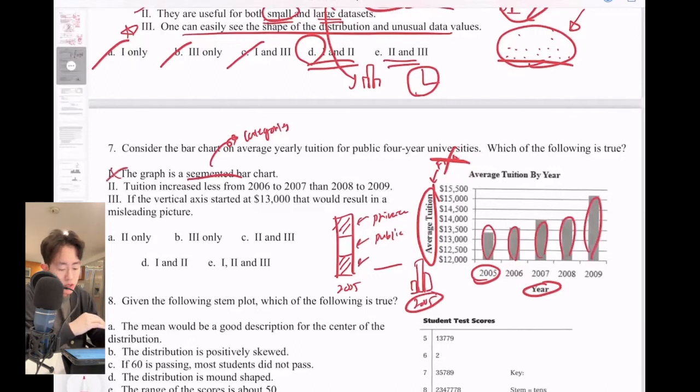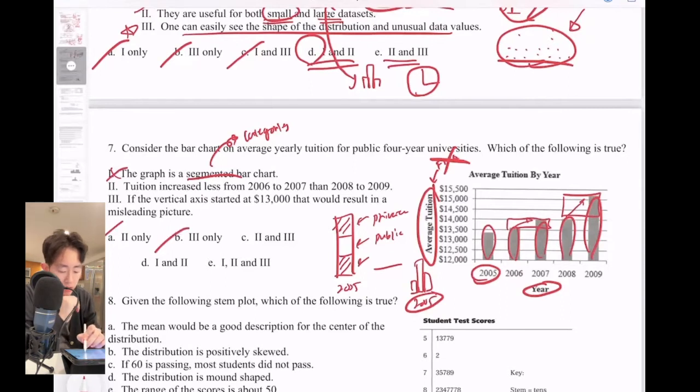The tuition increased less from 2006 to 2007 than 2008 to 2009. Yes, you can see the sheer difference from 2006 to 2007 that was very small versus 2008 to 2009, it increased dramatically, probably after the recession, right? So number 2 is absolutely going to be true here. So I'm going to eliminate this one.